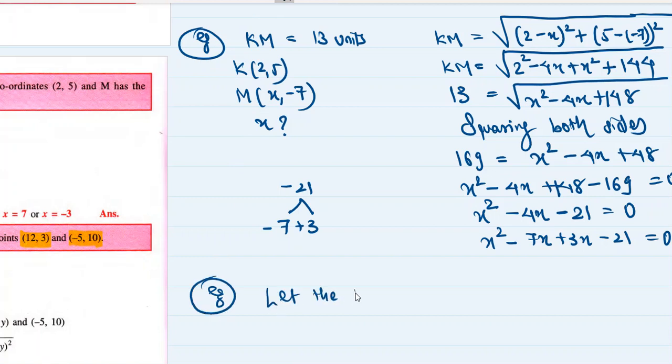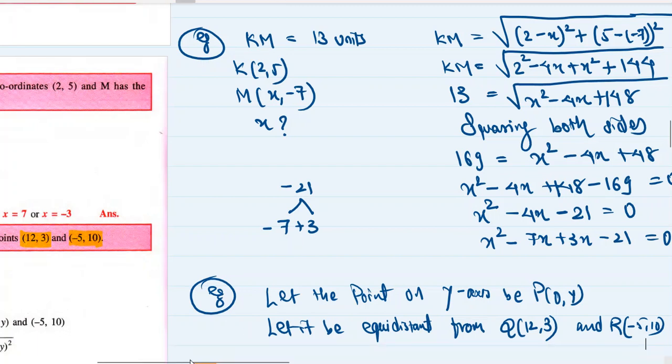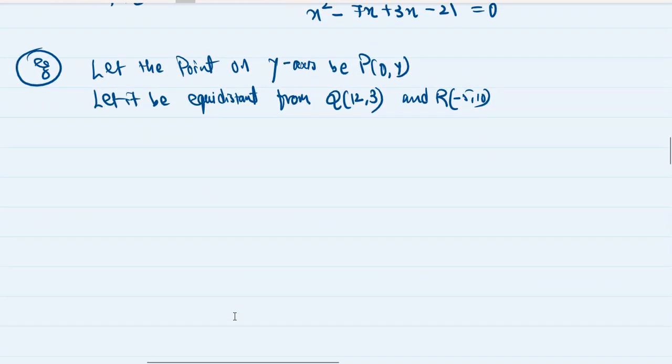Let the point on the y-axis be (0, y) and let it be equidistant from, let this point be P, let it be equidistant from one point Q, which is (12, 3), and another point R, which is (-5, 10). Let the point on the y-axis be (0, y) and let it be equidistant from Q and R.